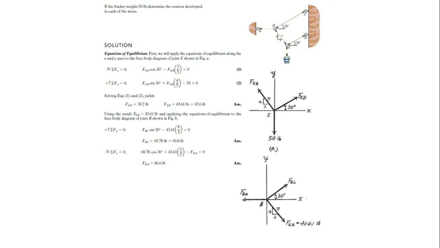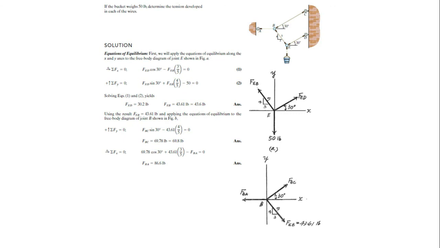Okay, you apply sigma Fx over here equal to 0, you get force ED cos 30 and force EB 3 by 5 as the horizontal components. Apply sigma Fy, you get force ED sine 30 plus force EB 4 by 5 minus 50 equal to 0. Solve those two simultaneous equations, you get force ED as 30.2 pounds and force EB is 43.6 pounds.